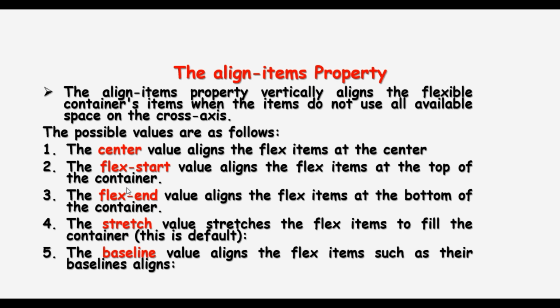Then we have the align-items property. The align-items property is used to align the flex container's items within the cross axis, which is the vertical axis. The possible values are center, which will align the flex items to the center of the parent. Flex-start will align the flex items at the top of the container. Flex-end aligns the flex items at the bottom of the container. Stretch, which is the default, will stretch items to fill the container. And baseline aligns the flex items so that their baselines align.